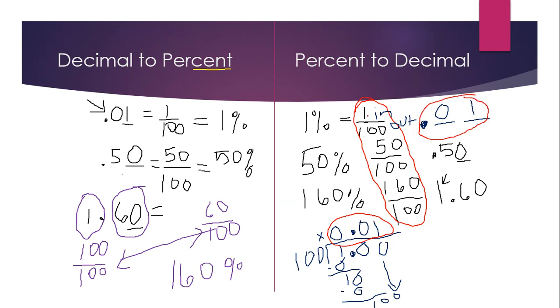So that's another method. You can either think about it as place value, putting the percent into a fraction and then thinking about place value, or you can take the percent, make it into a fraction, and do the in and out method. Okay? So that's all to it.